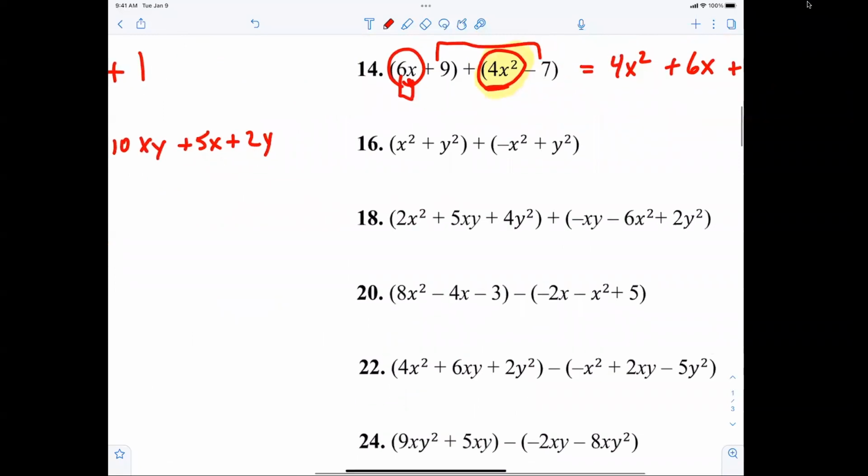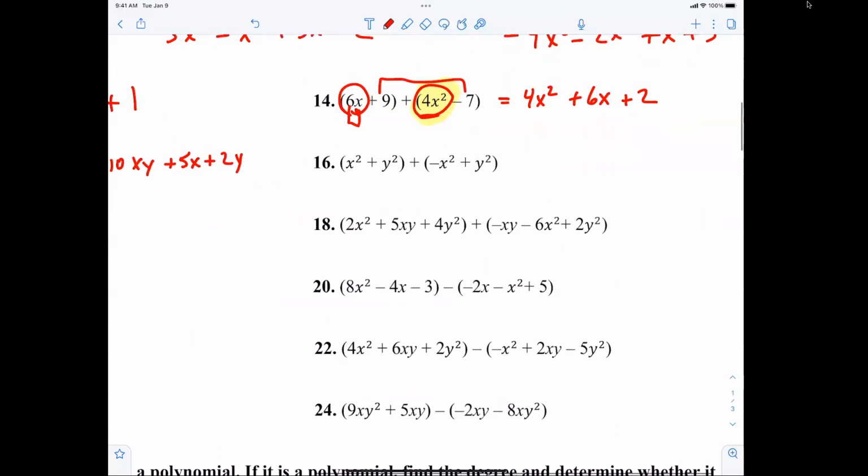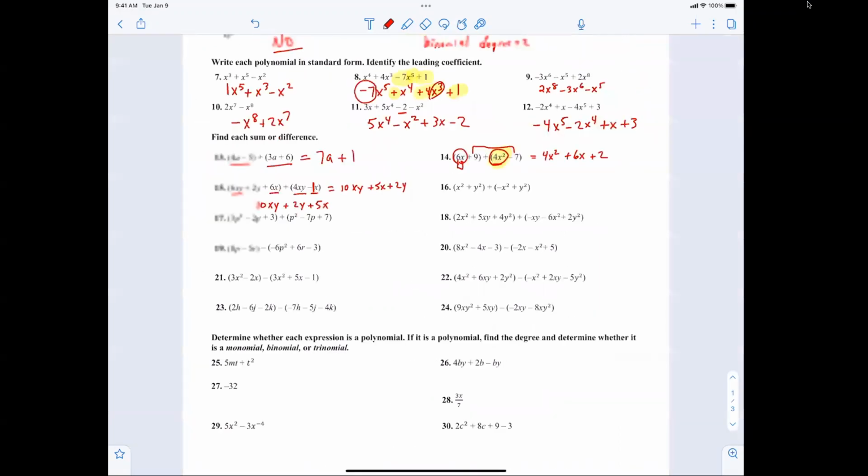What if they were both one? 1x plus 1x squared. One apple plus one orange. You can't add them. They are exactly different. You can't add them unless they're exactly the same. All right, Allie, you're up.